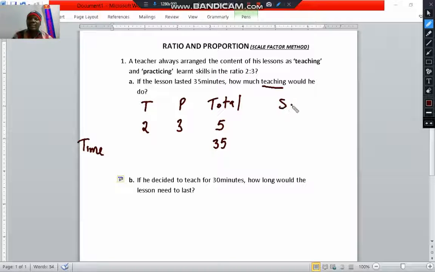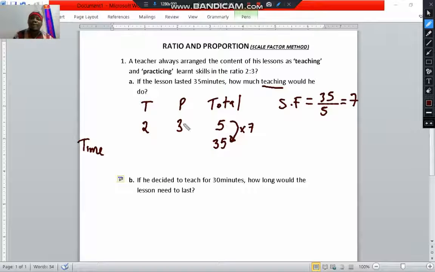So we need to find the scale factor. Okay. So finding the scale factor, if you look at the 3 columns that we've got here, it's only the column for total that is complete. So the scale factor is going to be 35 divided by 5. That's what we said. The second row divided by this first row. Okay, so this is going to be 35 divided by 5, which then gives us 7. All right, so it means to move from 5 to 35, someone needed to multiply that total by 7. So this is what we call 7 is the scale factor.